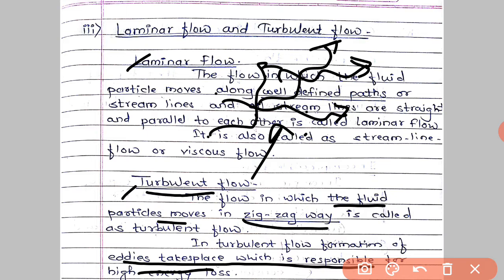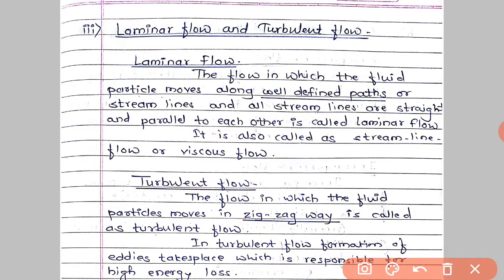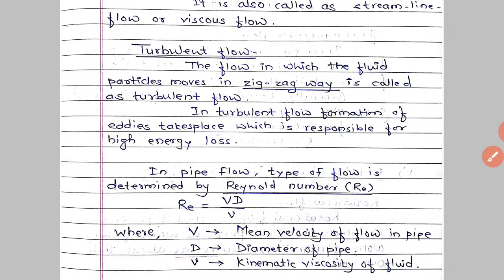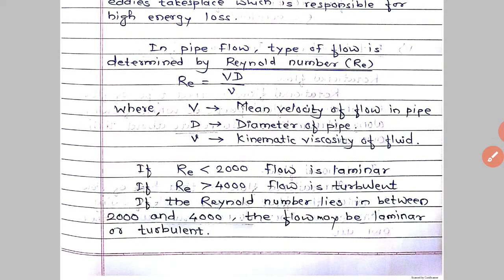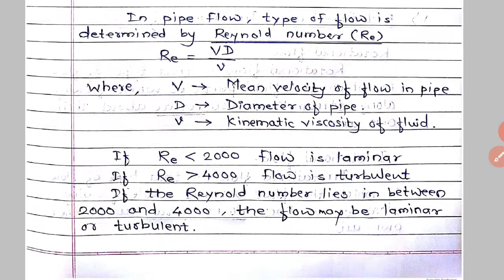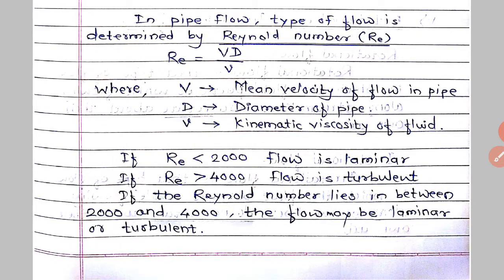Now we have to see, so first see the difference between laminar flow and turbulent flow. The difference is that in laminar flow, the fluid particles move in well-defined paths, and in turbulent flow, fluid particles move in a zigzag path. This is the first major difference. Now we are going to see how to determine whether the flow is laminar or turbulent.